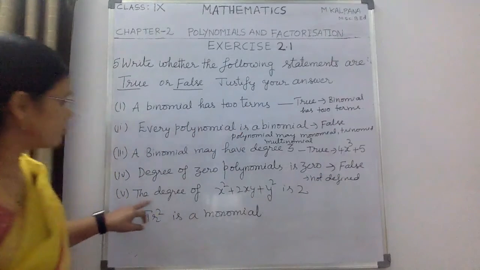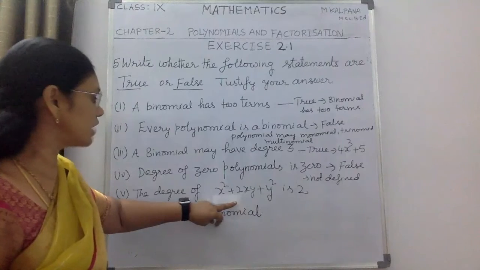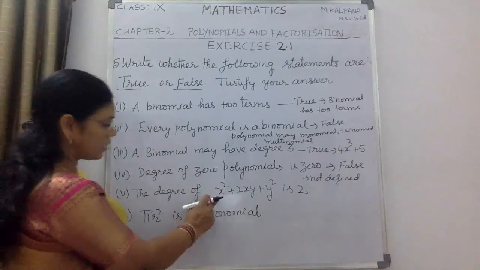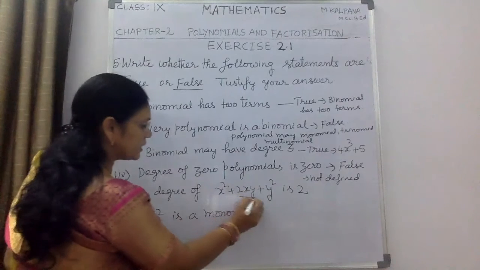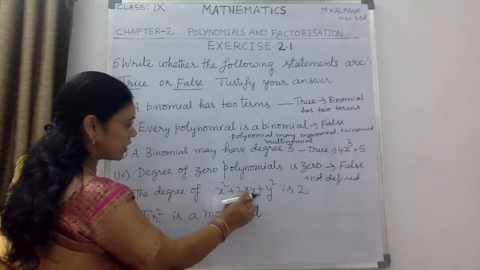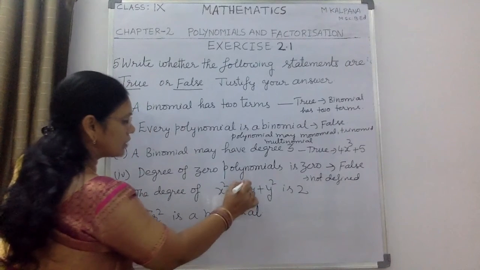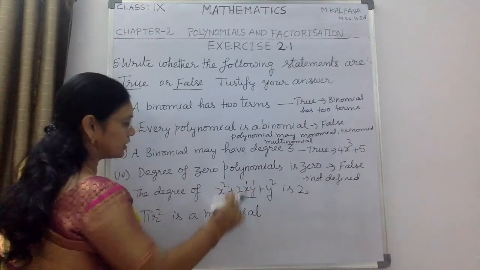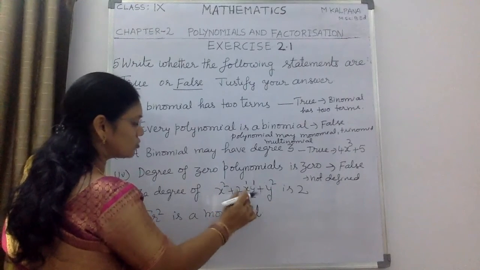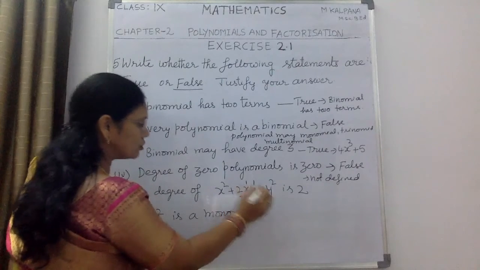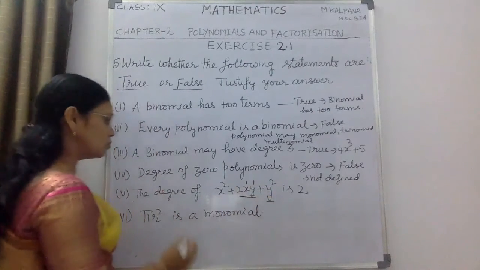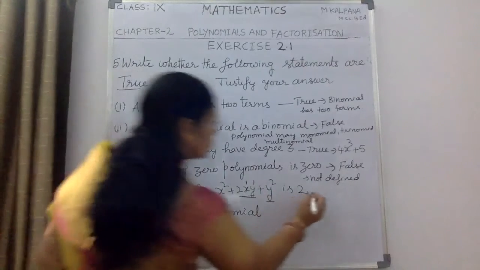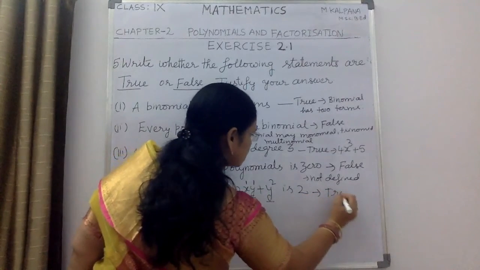Next one: the degree of x square plus 2xy plus y square is 2. Let us look at the first term. The power is 2. In the second term also, x and y are two variables, x has exponent 1 and y also has exponent 1. So 1 plus 1 is 2. So the degree of the second term is also 2, and the third term is also 2. So the degree of the complete polynomial is 2. So it is a true statement.